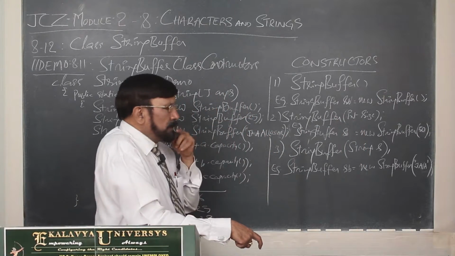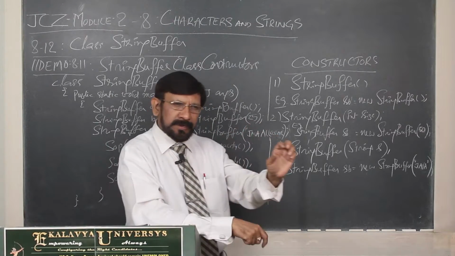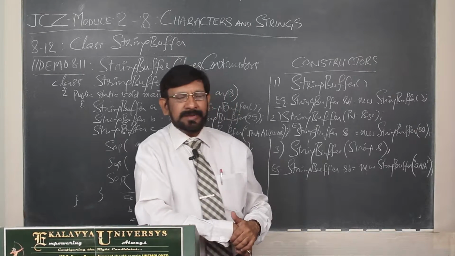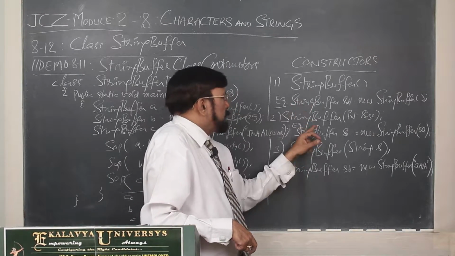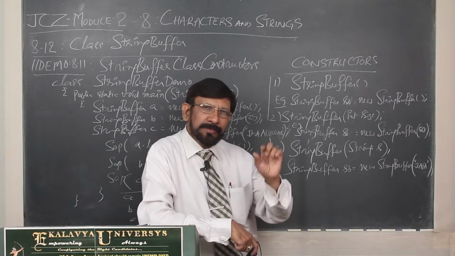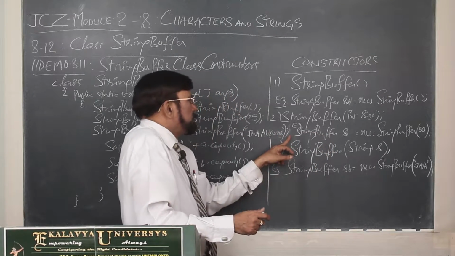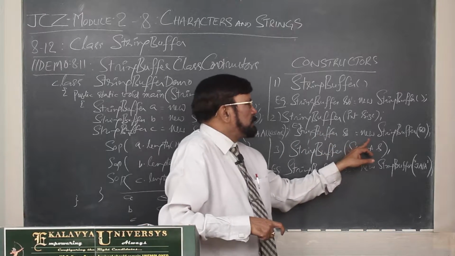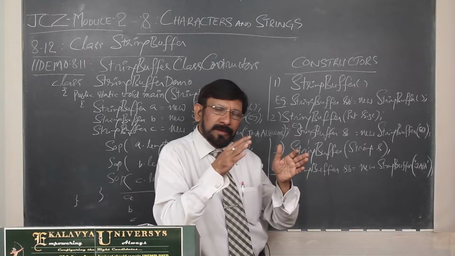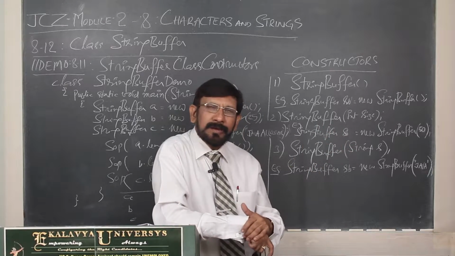In some cases you know how much capacity you require for your StringBuffer. In such a case you can specify that. The variation is StringBuffer with a size: you have to specify how much capacity you require. Now we see the example StringBuffer sb = new StringBuffer(50). That means you are expecting a capacity of 50 characters for your StringBuffer object.